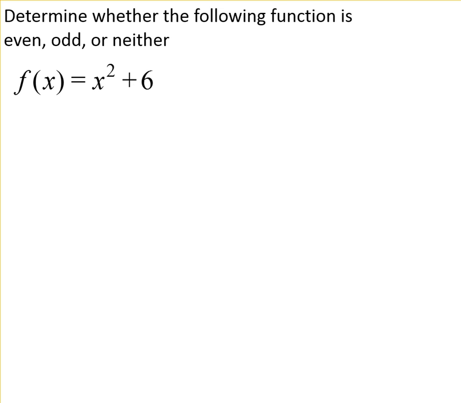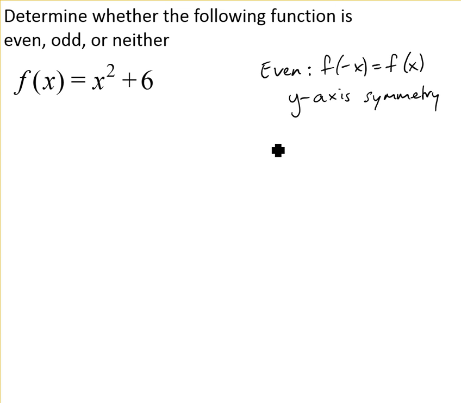A function is defined to be an even function if f of negative x equals f of x. That's saying that the y coordinates, so these f of negative x and f of x, those are y coordinates. So the y coordinates are equal whenever the x coordinates are opposites. That generates a graph with y-axis symmetry. So another way of describing an even function is to say that it has y-axis symmetry.